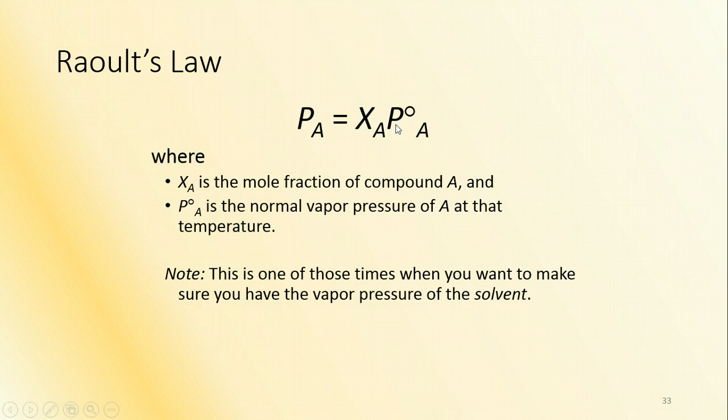And then this is the regular vapor pressure. If that solvent was left alone, was pure, what would its vapor pressure be? So you're basically just taking the proportion of the moles of the solvent to the total moles of solution, times the usual vapor pressure.